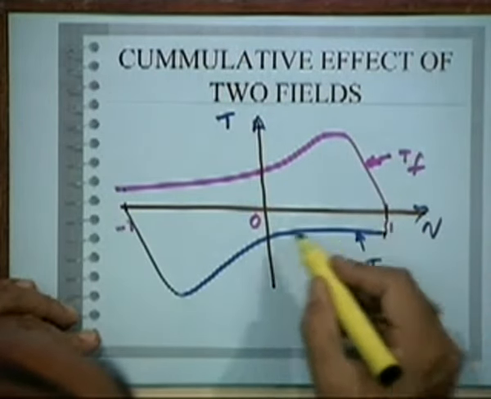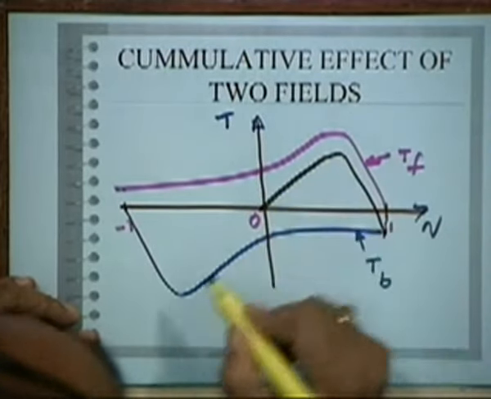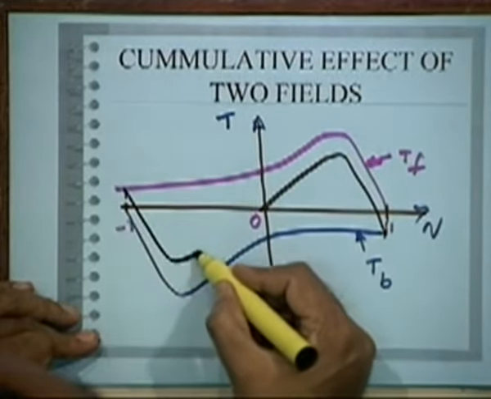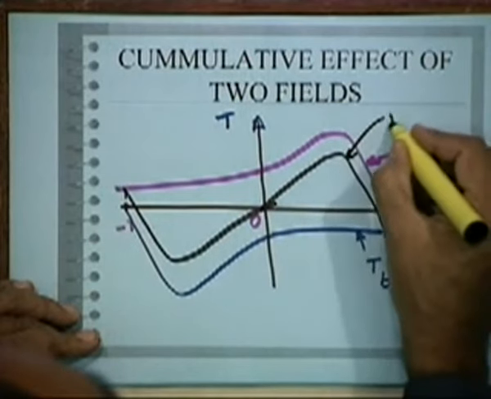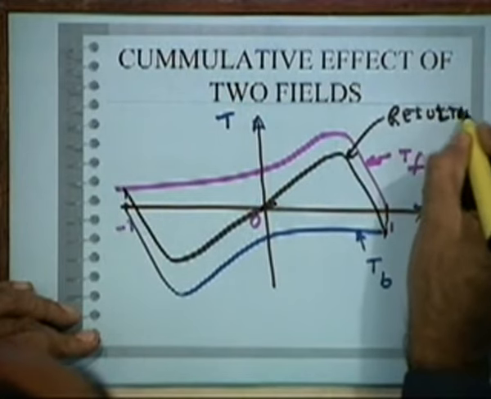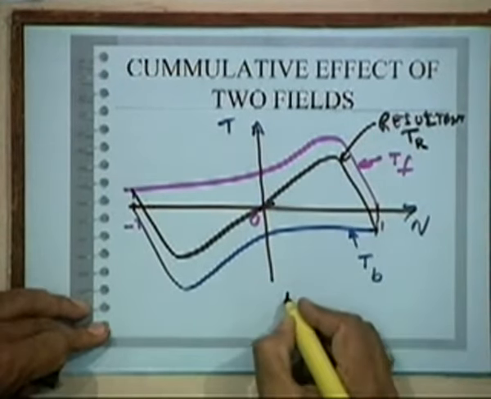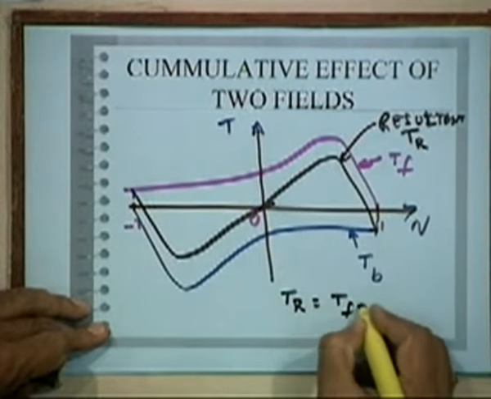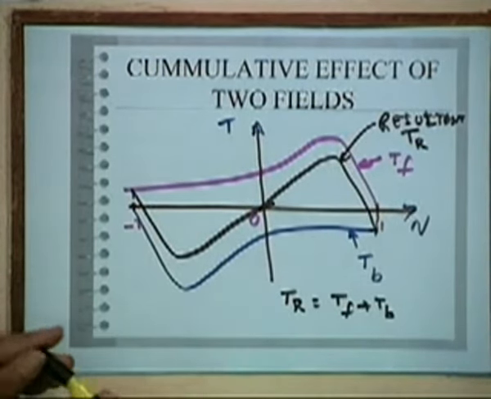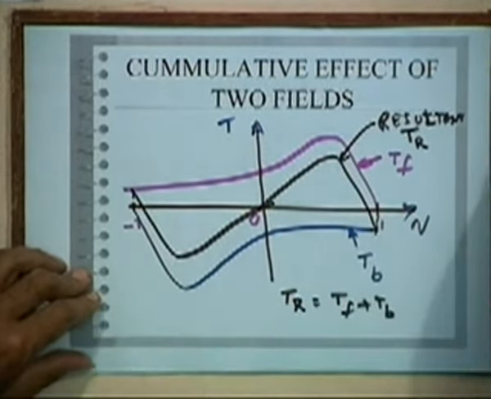So it will start, okay, you start from here, and similarly you will have this, this is the resultant. Let us say TR. So TR will be equal to TF plus TB. So what do you conclude from here? Look at this curve. You conclude the following.